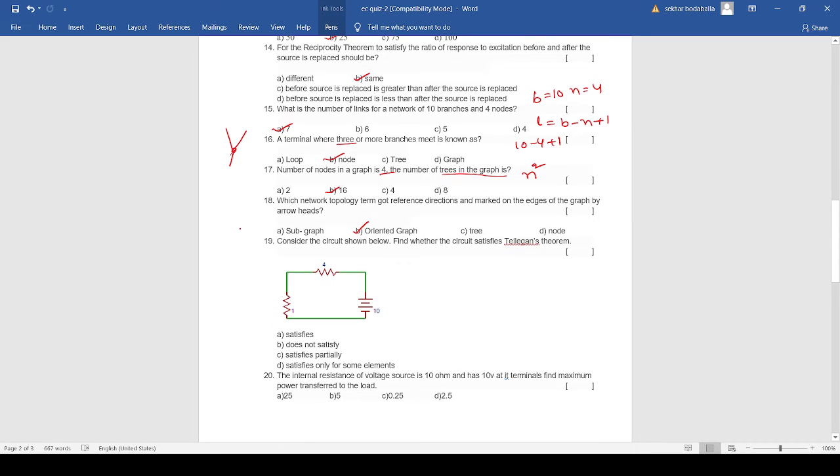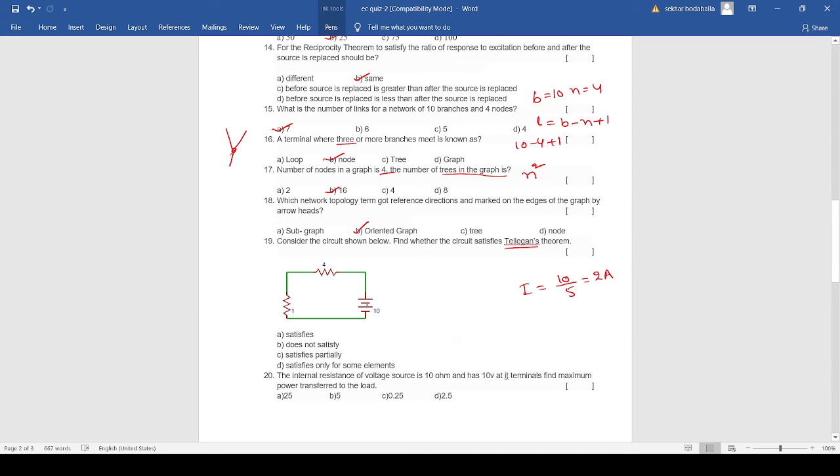19th question. Consider the circuit shown below. Find whether the circuit satisfies Tellegen's theorem or not. So what does Tellegen's theorem state? According to Tellegen's theorem, the power supplied by the source must be equal to the power dissipated in the loads. So here one source, a 10 volt source, is there. There are two resistors, 4 and 1. So if I want to find the current flowing through this circuit, I is equal to 10 divided by 4 plus 1, that is 5. So 2 ampere is the current flowing in this circuit.